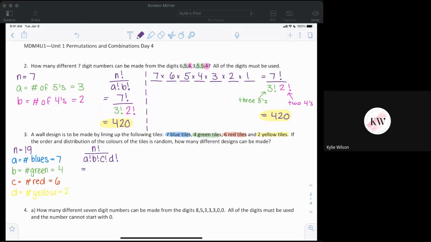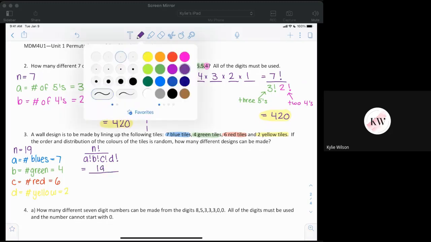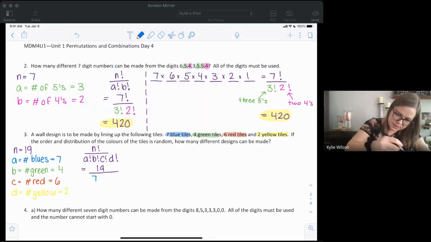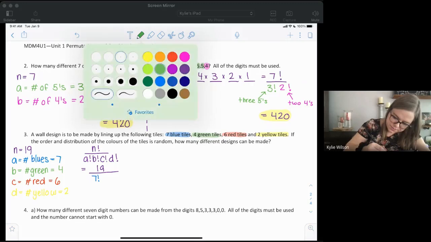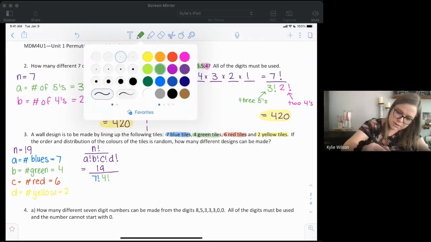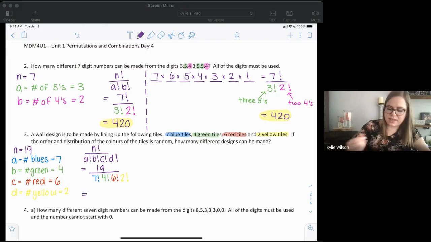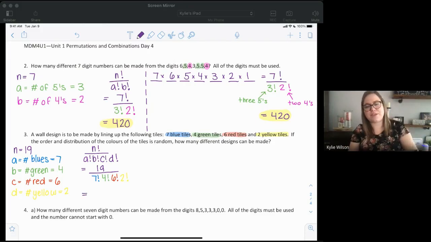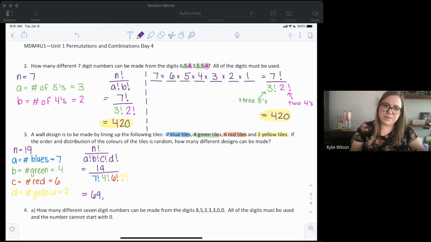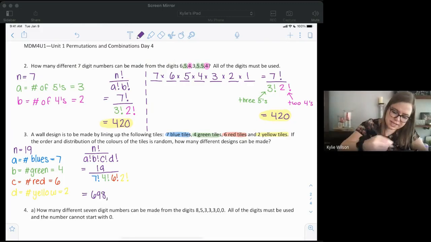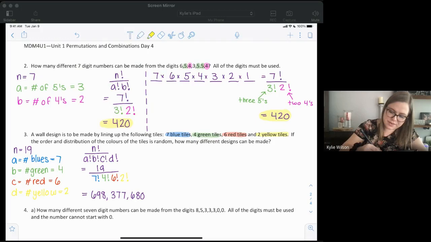And that will be equal to 19 factorial all over 7 factorial multiplied by 4 factorial multiplied by 6 factorial multiplied by 2 factorial. If you put this whole thing into your calculator, and make sure you practice doing that so that you're confident with that, it's really, really big. We'll have 698 million, 377,680 different ways.